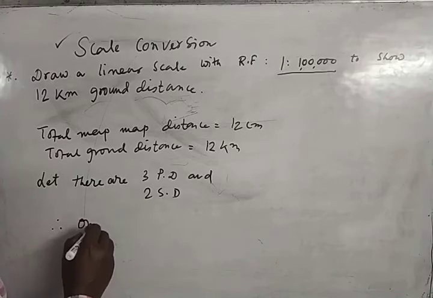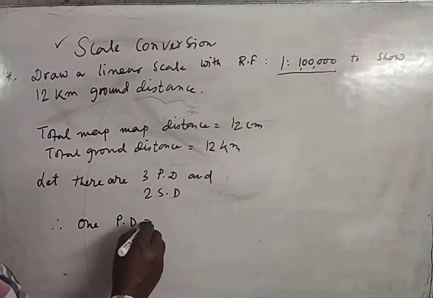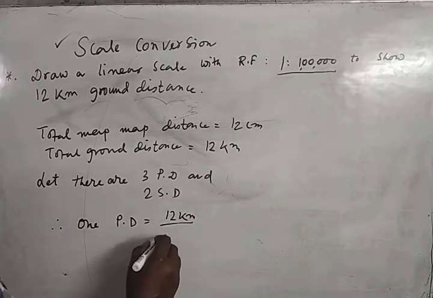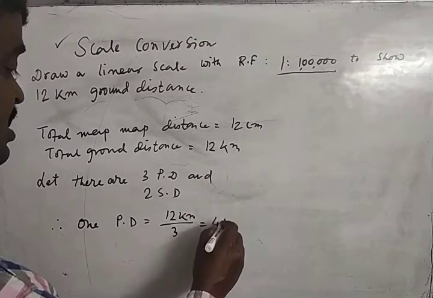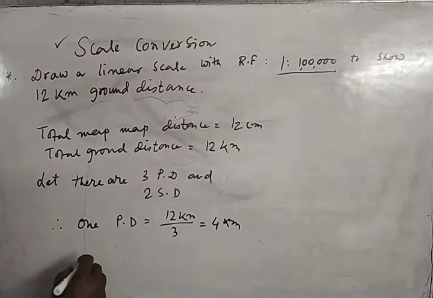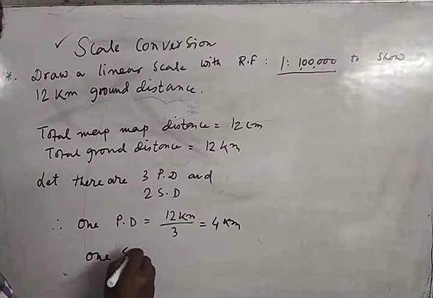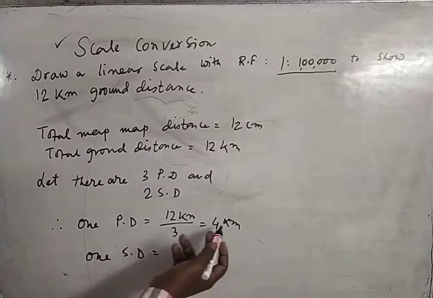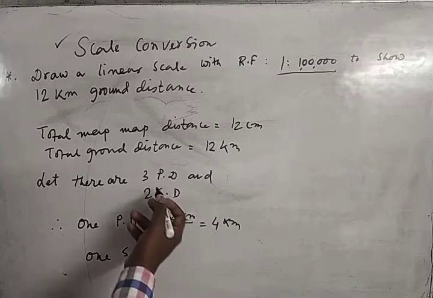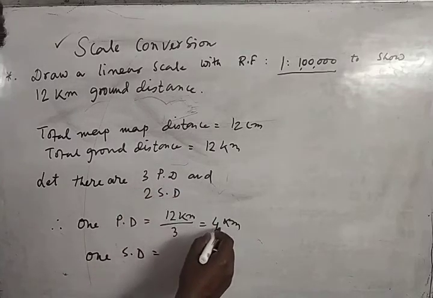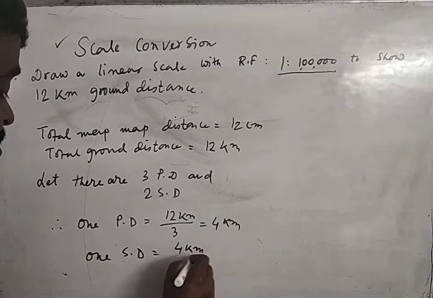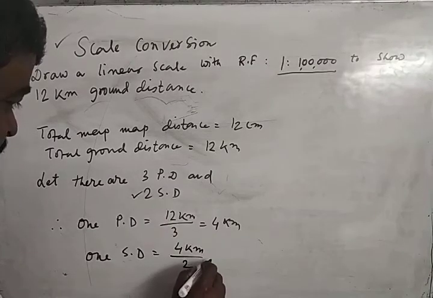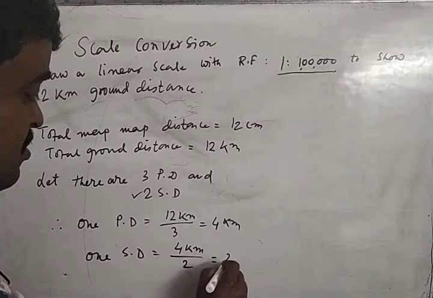So 1 primary division is equal to 12 kilometer by 3, which is equal to 4 kilometer, and 1 secondary division. What is a secondary division? Secondary division means 1 primary division to be divided again. So 1 primary division is here 4 kilometer. So that 4 kilometer is to be divided in 2 halves. 4 by 2 is equal to 2 kilometer.